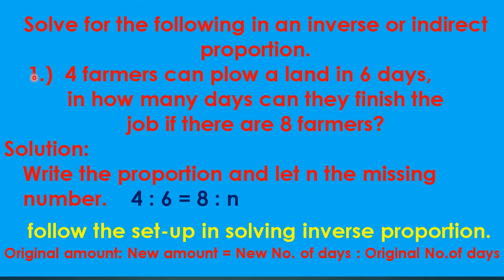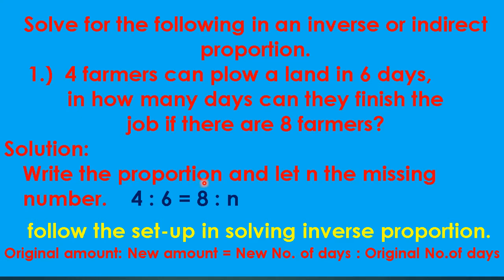Now, next, solve for the following in an inverse or indirect proportion. Number 1. 4 farmers can plow a land in 6 days. In how many days can they finish the job if there are 8 farmers? Solution. Write the proportion and let n be the missing number. The proportion is 4 is to 6 is equal to 8 is to n.